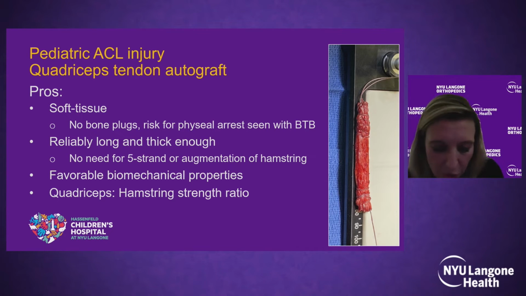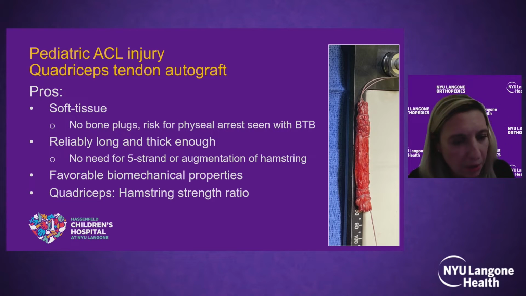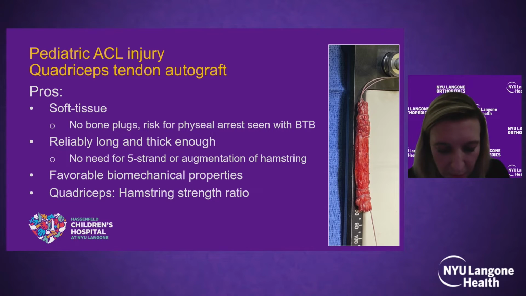And then if you're thinking about choosing a graft for somebody who's got an ACL tear and potentially has a high quad-hamstring ratio as the etiology or a contributing factor to their ACL tear in the first place, then you can think that you're not going to just take a hamstring and send them back, potentially worsening that.